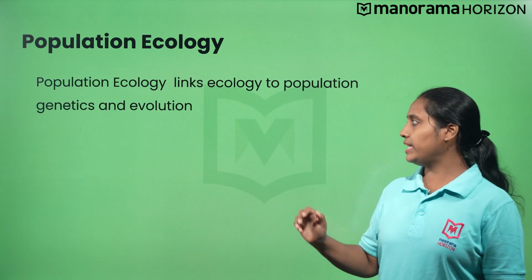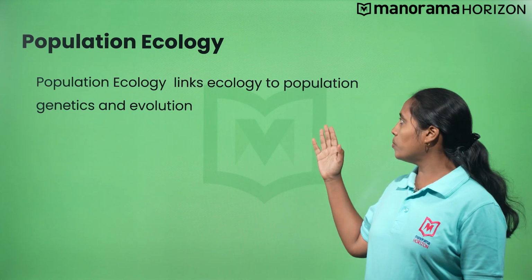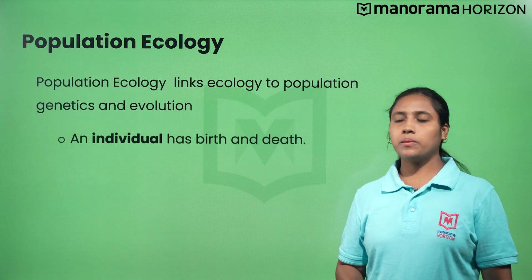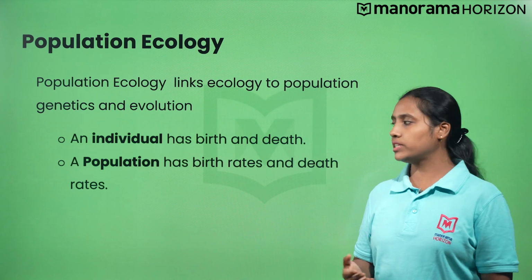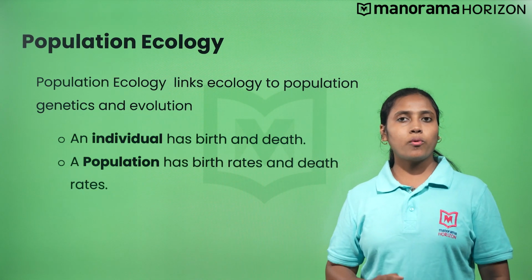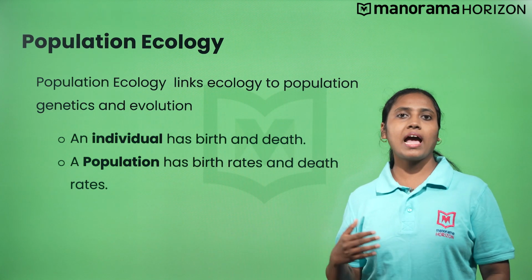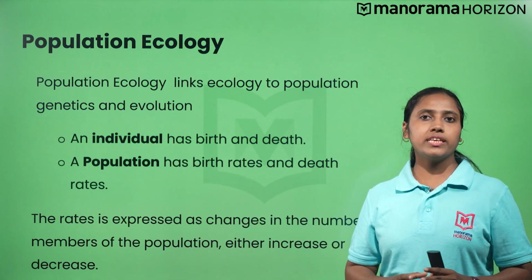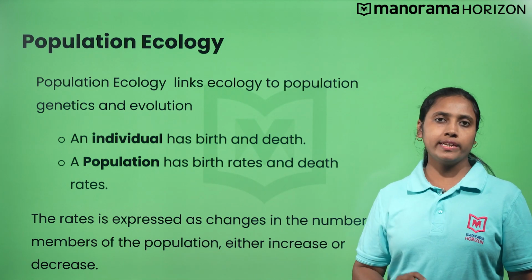Population ecology is an important area because it links ecology to population, genetics, and evolution. An individual has birth and death, but if we consider a population, it has birth rates and death rates. In a population, these rates refer to per capita birth and death. The rates are expressed as changes in the number of members of the population, either increase or decrease.